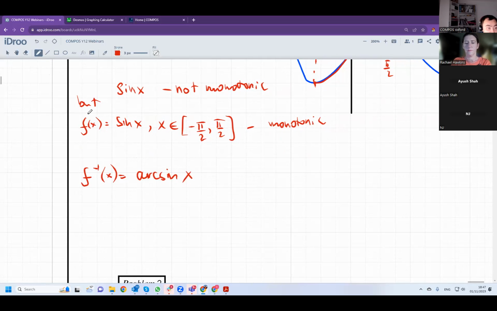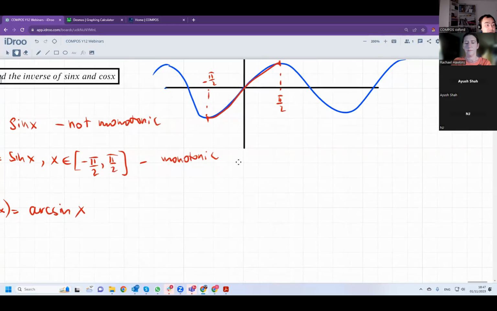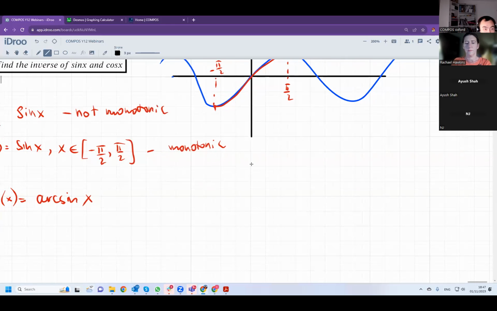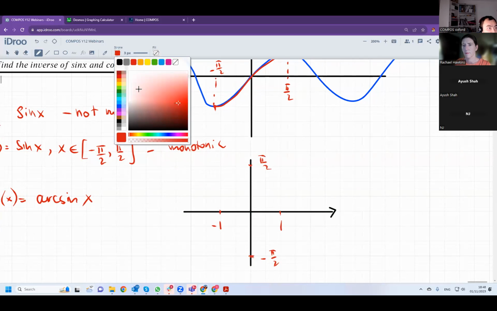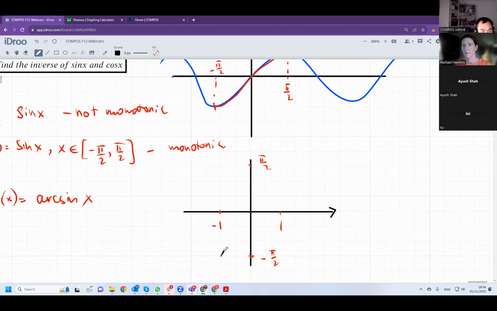Inverse sine, yes, inverse sine has to be monotonic. And if you draw the inverse sine function, you will see that by all means it is. It is only defined from -1 to 1, and it has a range from minus pi over 2 to pi over 2. And then you draw it, and it looks like this.